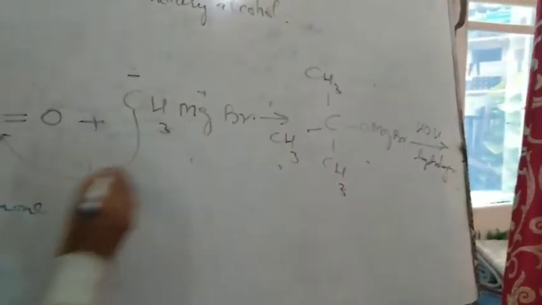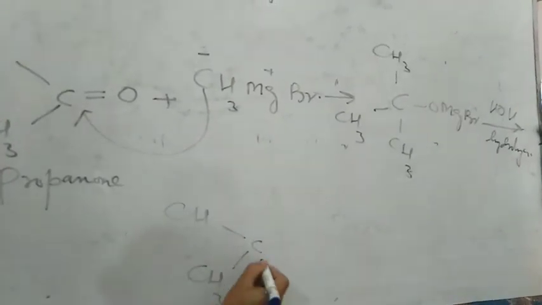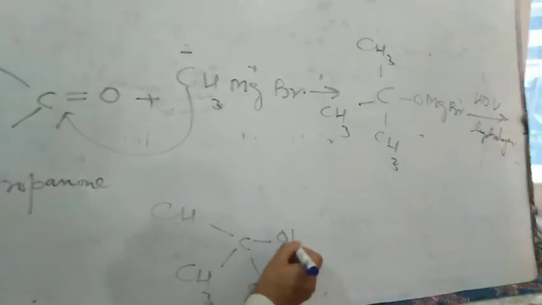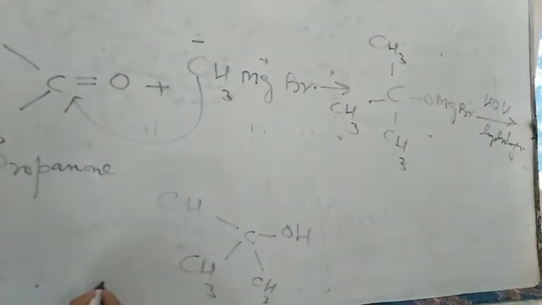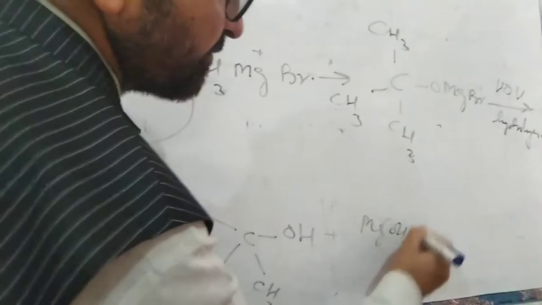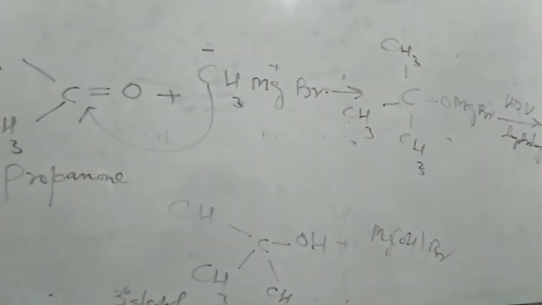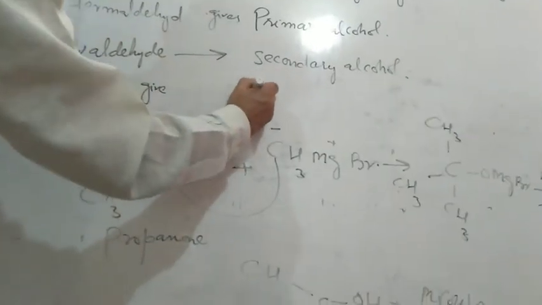हाइड्रोलिसिस, HOH gives, it will give CH3, this one, CH3 OH, CH3, then 3 groups. This is the tertiary alcohol. So plus, as usual, you know, MgOHBr, magnesium hydroxybromide, this one. So we write here: ketones give tertiary alcohol.